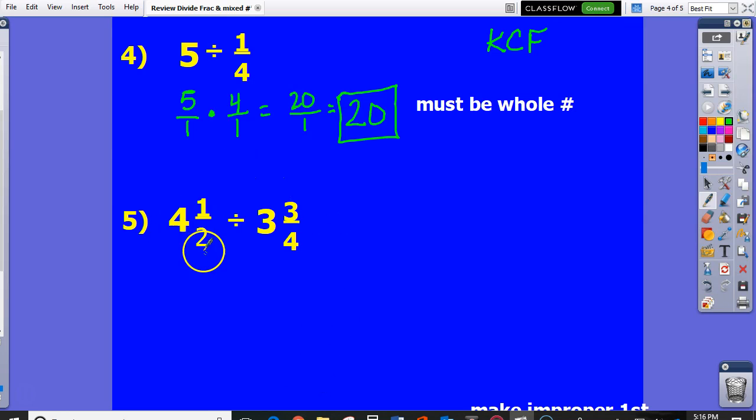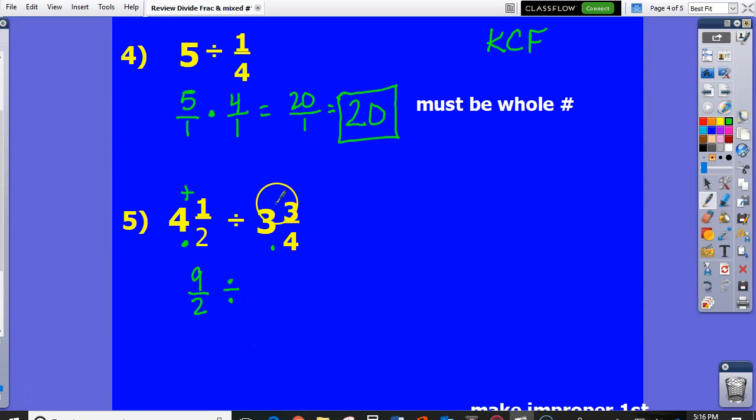All right, last one. What we have to do first is we don't even have fractions. We have mixed numbers. Let's make them fractions. 4 times 2 is 8, plus 1 is 9. Keep your denominator. I don't want you doing keep, change, flip yet because there's too much going on. Do one step at a time. Make everything a fraction first.